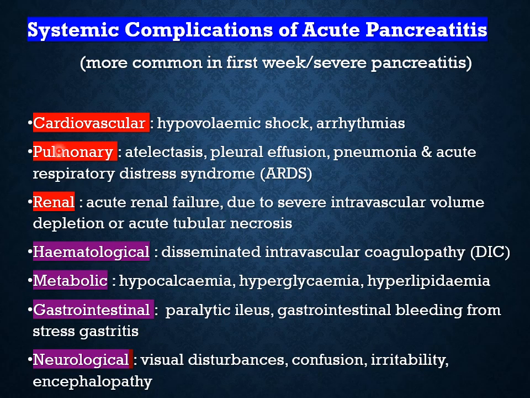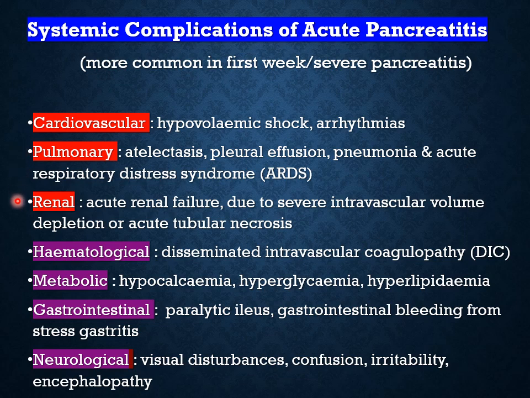Okay, what are the systemic complications of acute pancreatitis? Which are more common in the first week of severe pancreatitis. So I told you systemic complications usually occur in severe pancreatitis and usually within a couple of days, within the first week. Cardiovascular complications can be hypovolemic shock, arrhythmias. Pulmonary complications: atelectasis, pleural effusion, and pneumonia. And some patients can end up with ARDS, acute respiratory distress syndrome.